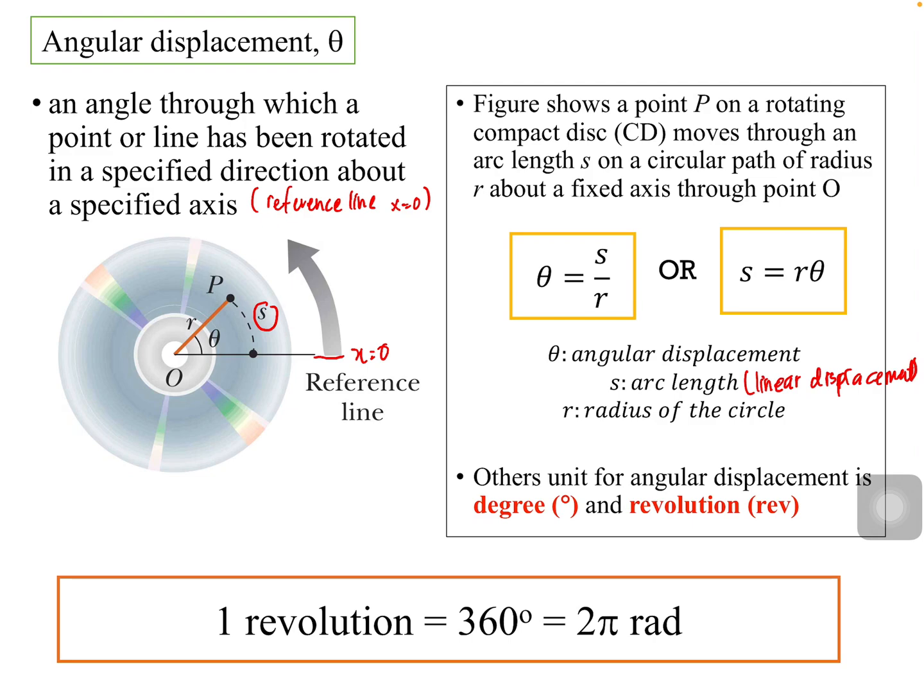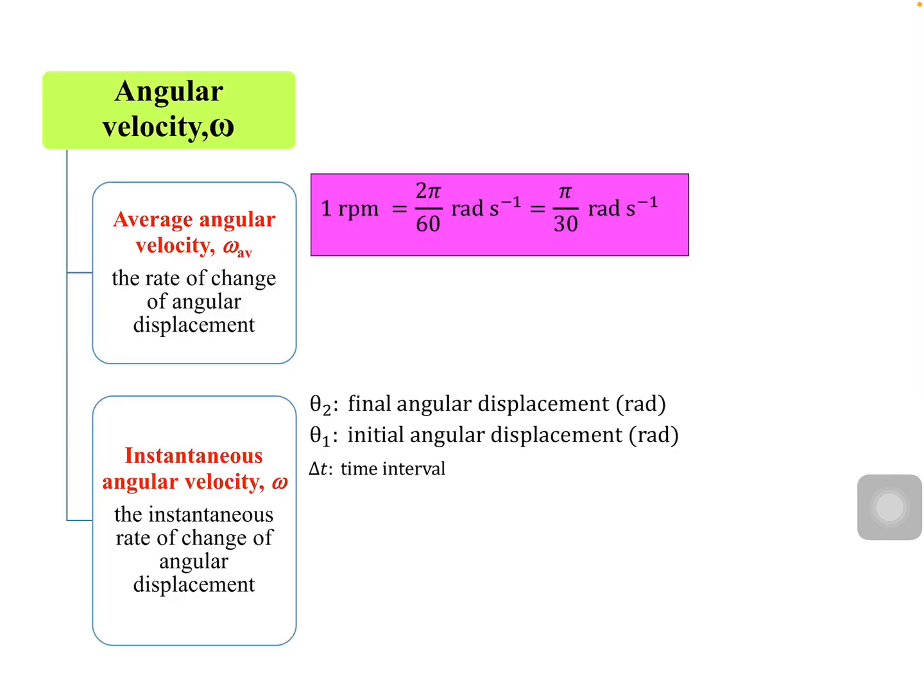Theta ni unit dia adalah degree dan juga revolution. Tetapi SI unit untuk theta adalah radian, rad. Okay, means that S equal to R theta. If your S is in unit meter, radius adalah unit meter, theta awak ni kena dapat dalam radian. So SI unit adalah radian lah. Whenever you want to use this equation, you need to convert your angle dalam radian dahulu. Kalau dia bagi revolution, satu revolution equal to 360 degree and also equal to 2 pi radian.